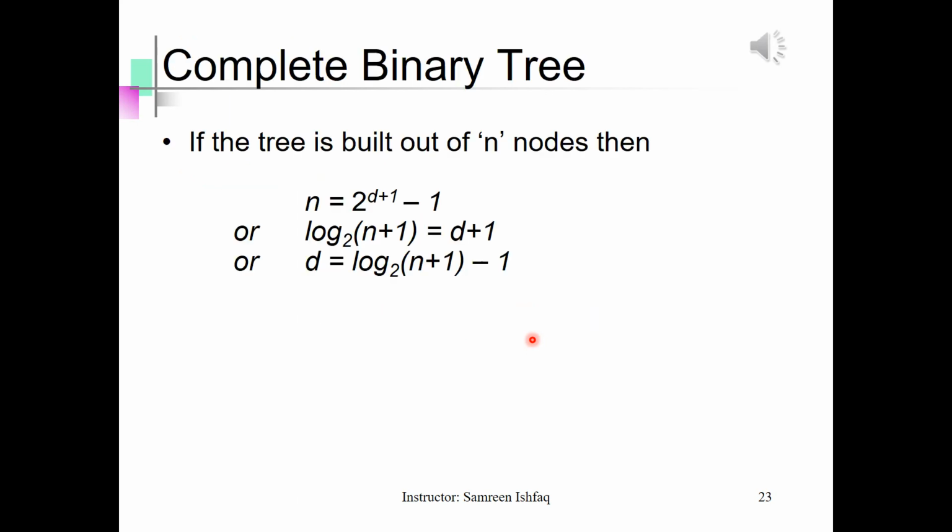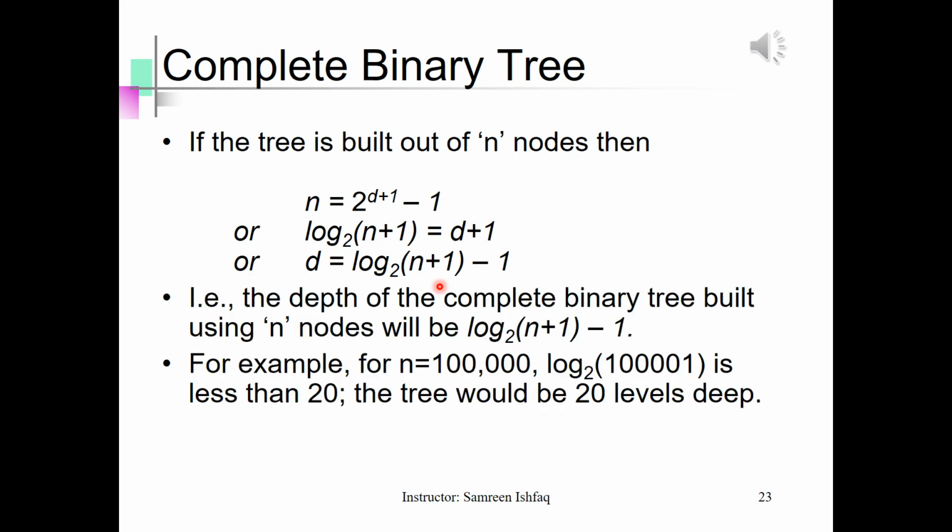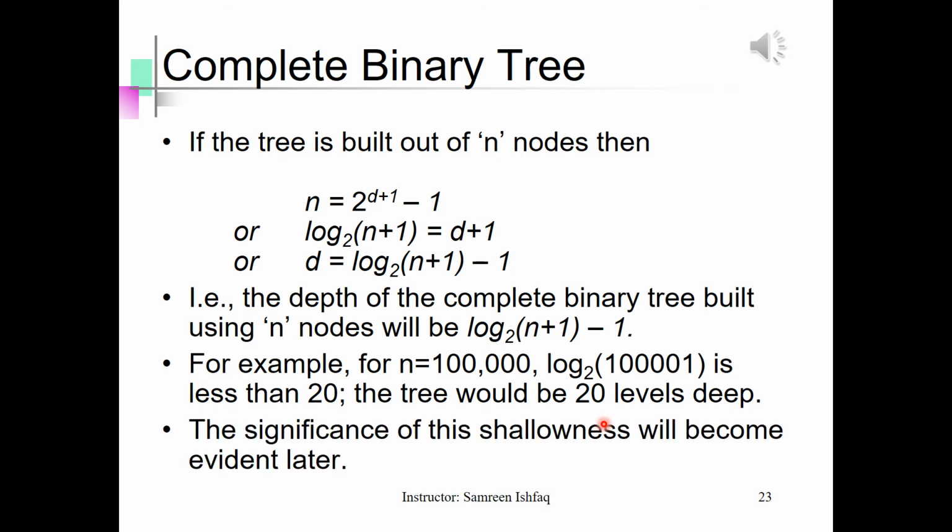We can also compute the depth of a complete binary tree if we know the total number of nodes. The depth of a complete binary tree built using n nodes will be log base 2 of (n plus 1) minus 1. Suppose we have 1 lakh nodes, it means that the value of n is 1 lakh, so the depth of the tree will be log base 2 of (1 lakh plus 1) minus 1, which evaluates to about 20, so the depth of the tree is 20. In other words, the tree will be 20 levels deep.